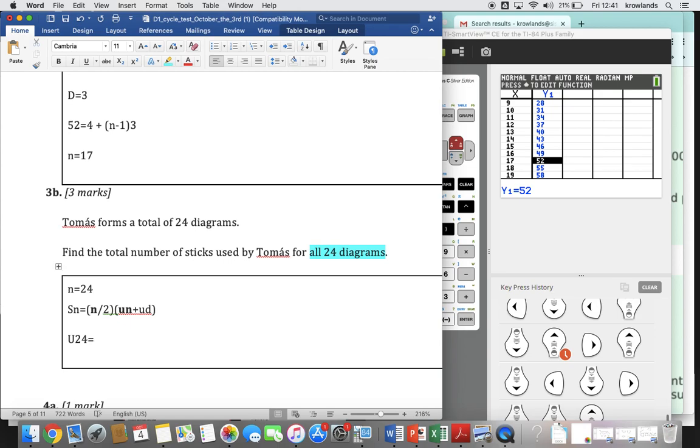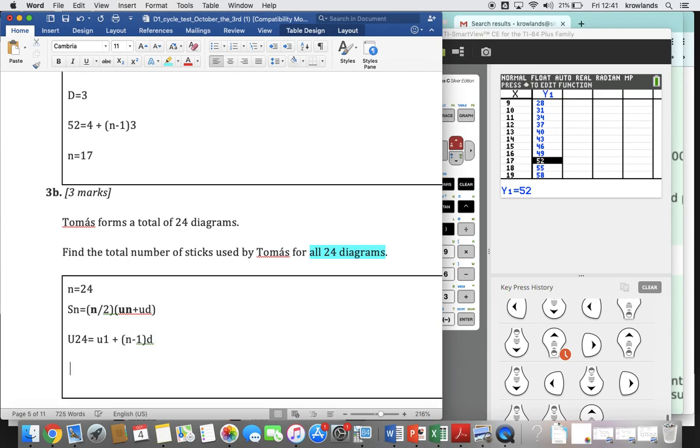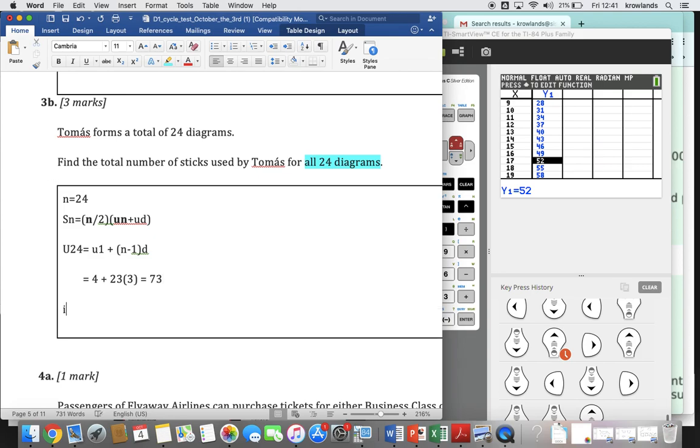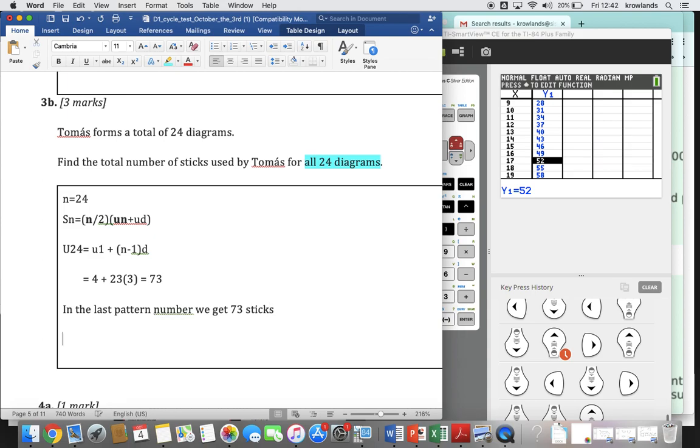So when n is 24, what is the number of sticks in the pattern? So like normal, we have to do u1 plus n minus 1 times by d. What we're going to say is that we've got the first term of the sequence. The first term is 4. There's 4 sticks. Plus n minus 1, well, n is 24 in this case, so 23 lots of 3. We solve this equation. We are going to get 69 plus 4, which is 73. So we're saying that in the last pattern number, we get 73 sticks.